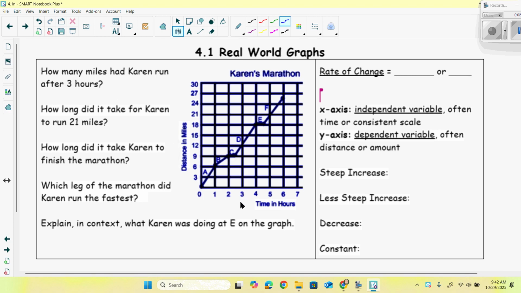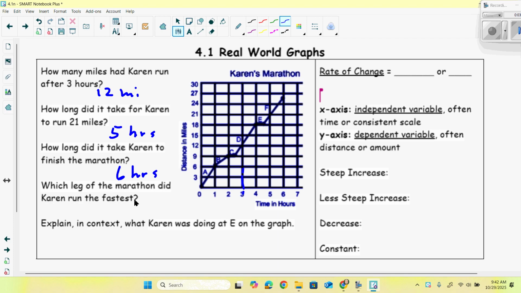If you go to 3 on the x-axis and go up to the graph, you see that she has run 12 miles. How long did it take for Karen to run 21 miles? Now we're looking at the distance she's run and trying to work backwards to see how long it took. So 21 miles is when she's here, and that happened at this point, which is 5 hours. How long did it take Karen to finish the marathon? Well, she's finished when she stops out here, and that took her 6 hours.